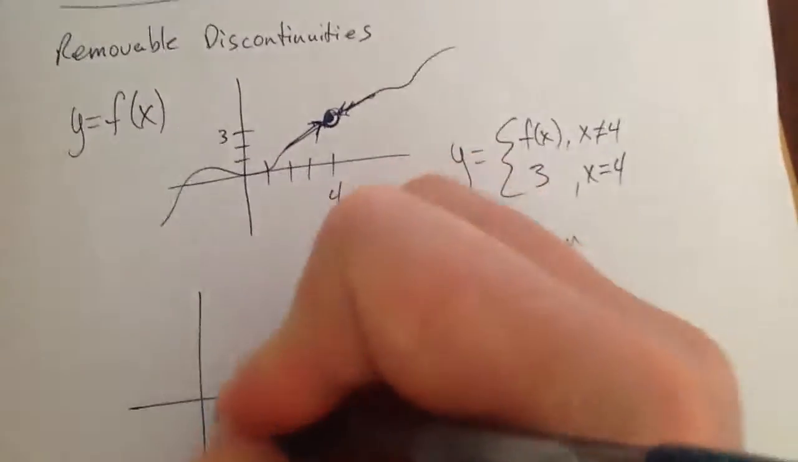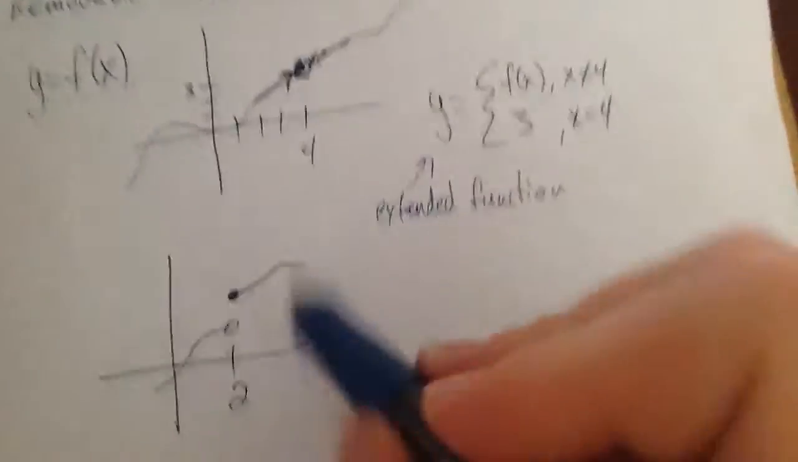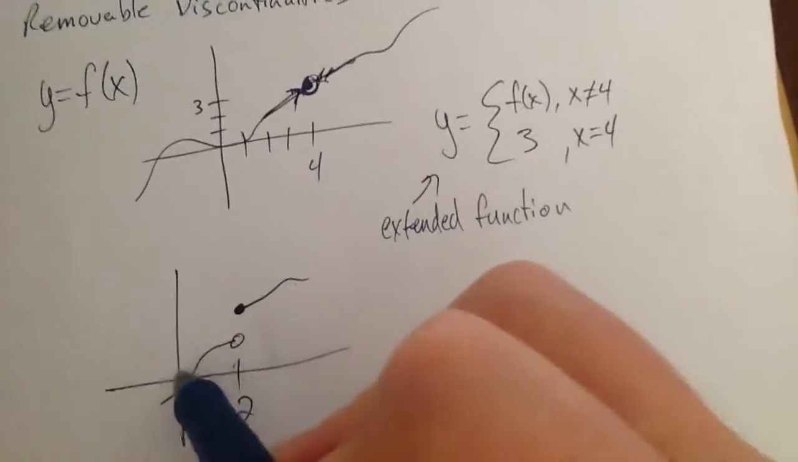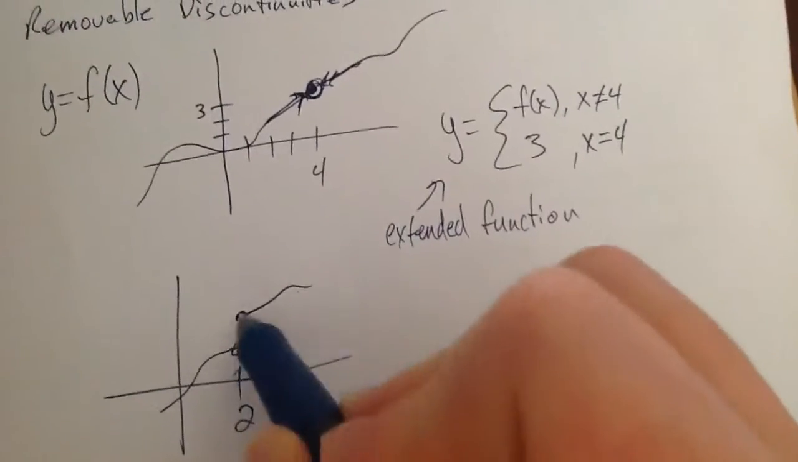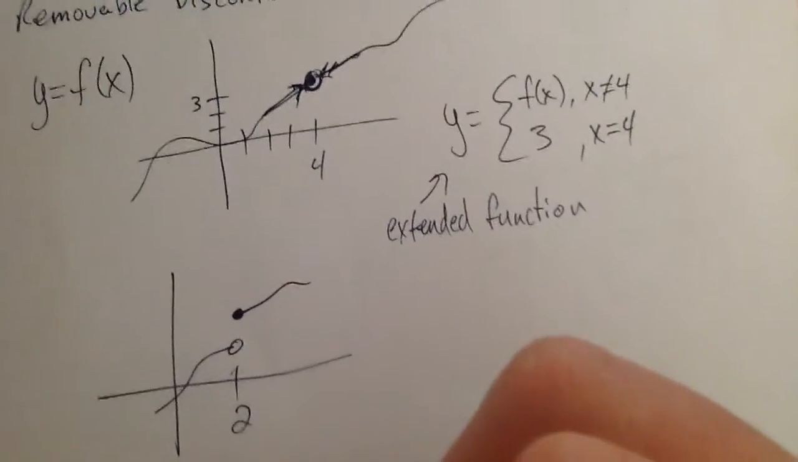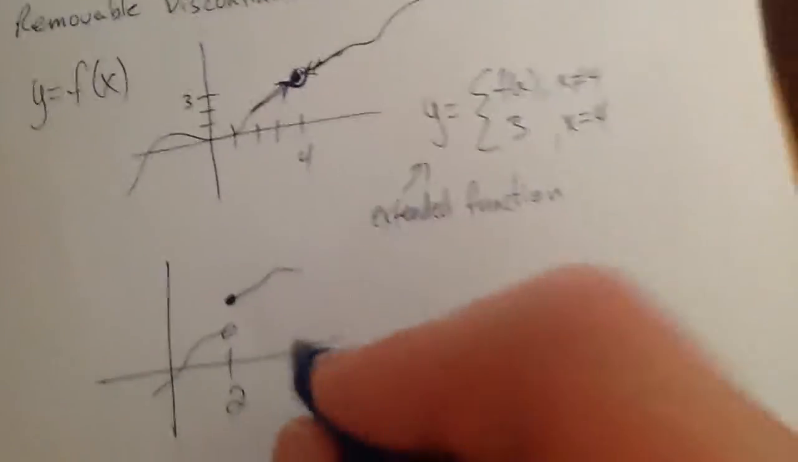If you have something like this, where you got something coming up and you got a hole, but then it jumps, so that's 2, the limit as x approaches 2 from the left is different than as x approaches 2 from the right. That's not a removable discontinuity. You can't just plug in a number and fill in the hole.